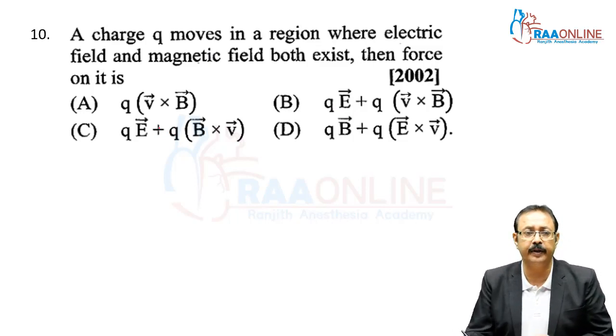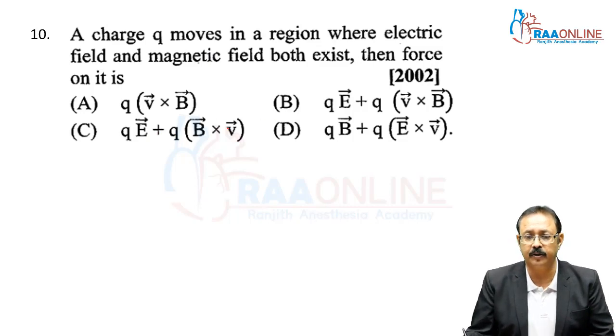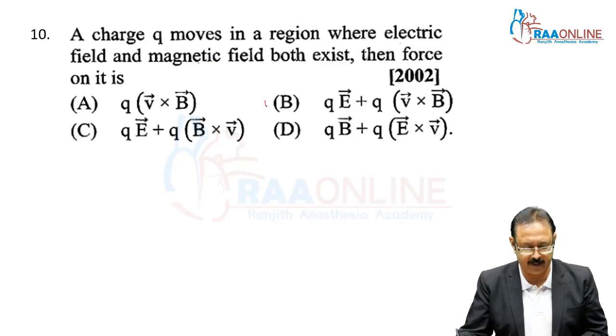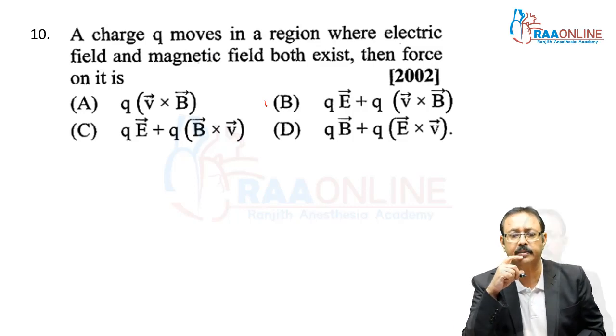Now both options are there: B cross v and v cross B. So actually it is v cross B. Actually it is v cross B. So take care of this. When a charge is entering a magnetic field, it will experience a force.